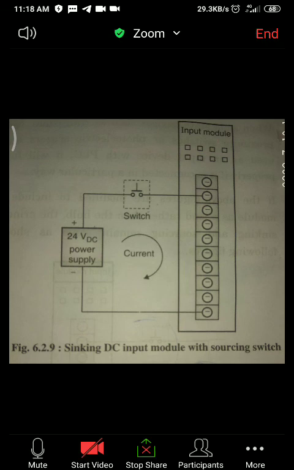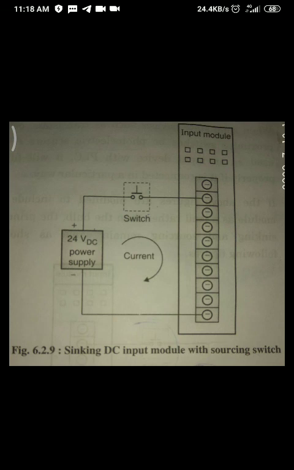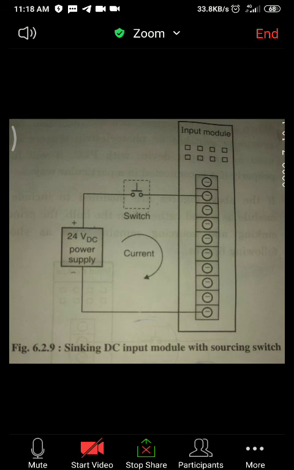So sinking means the input device is connected to ground, means it is accepting current from the input module, and sourcing means it is giving current to the input module. So depending upon the device, you can go for either type. Okay, so I hope it is clear. So today's lecture was based on the sinking and sourcing concept of the PLC module.